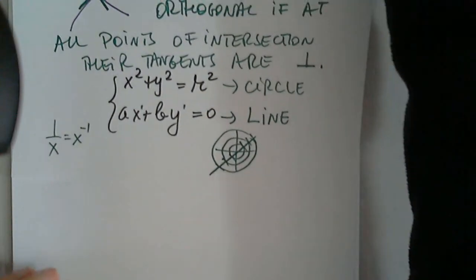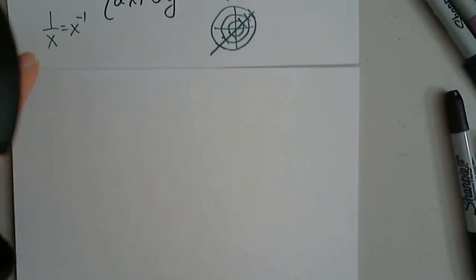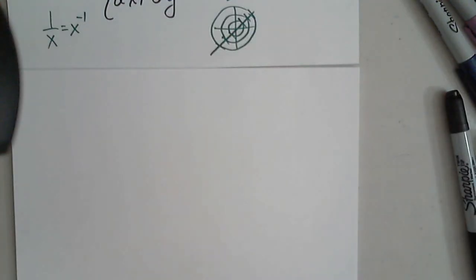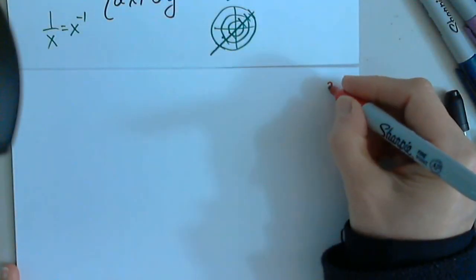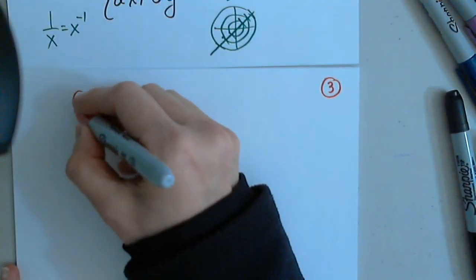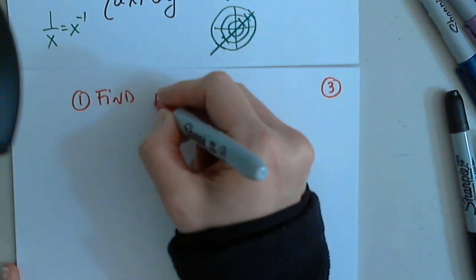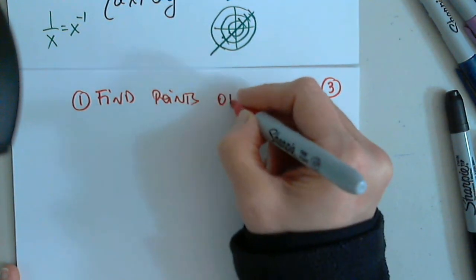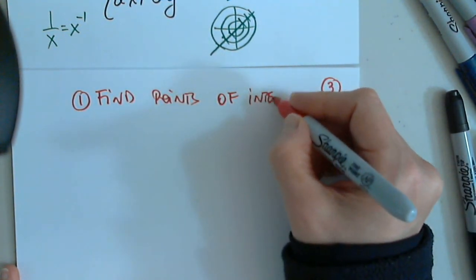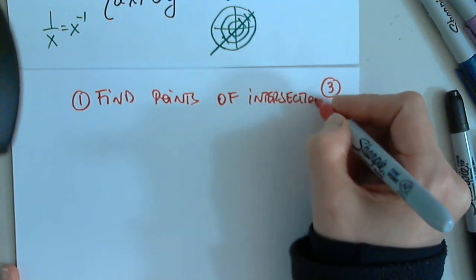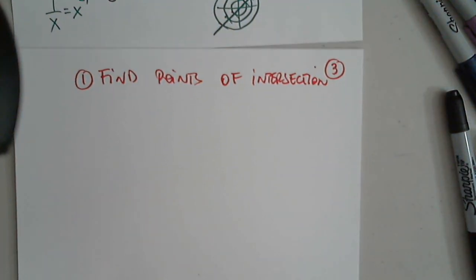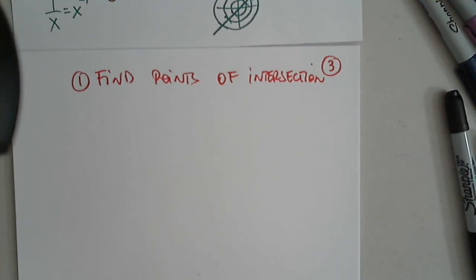Okay, so how do we do this, first of all? I recommend the following steps. My first step would be to show that they intersect, or find points of intersection. Step 1, find points of intersection. The second step would be to find the derivatives, and so on and so forth. In a minute, we'll get there. So how do I find the points of intersection?